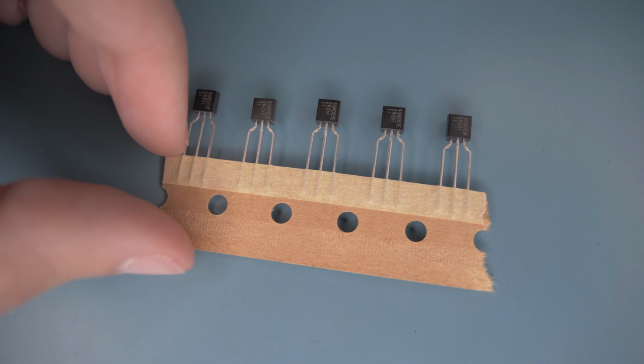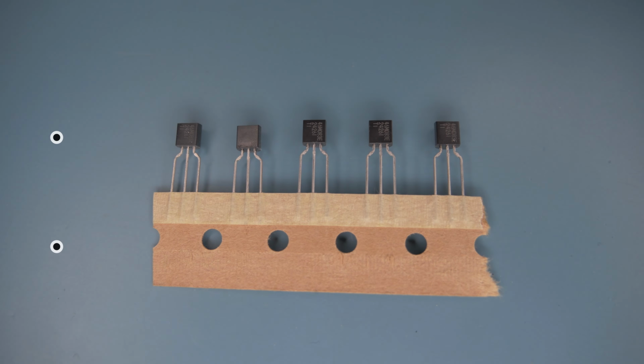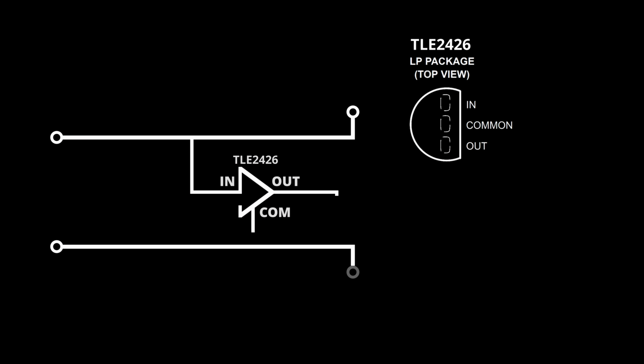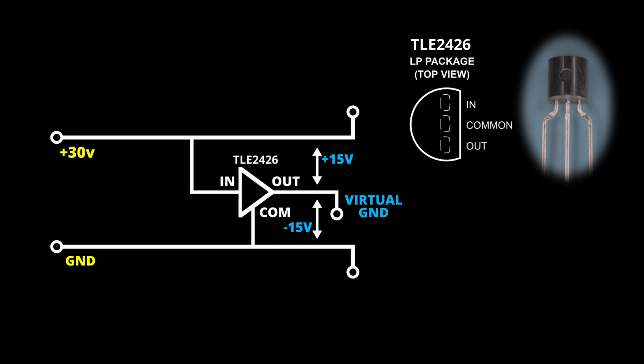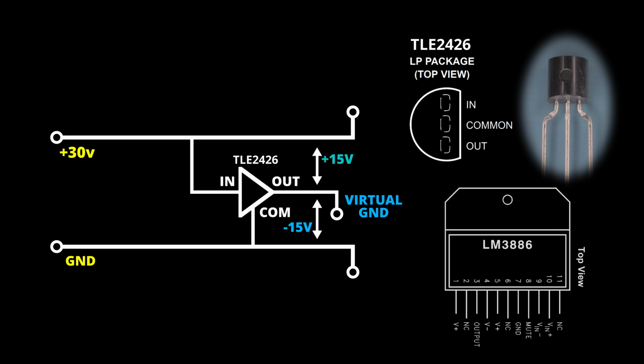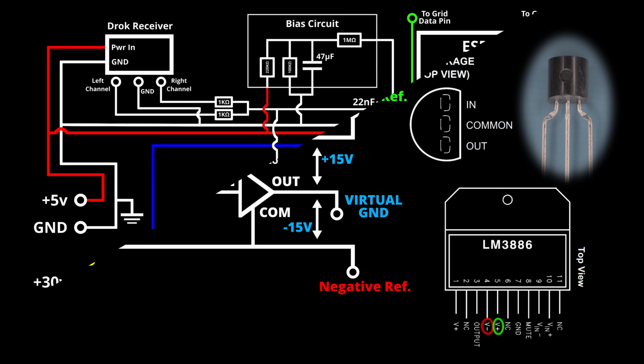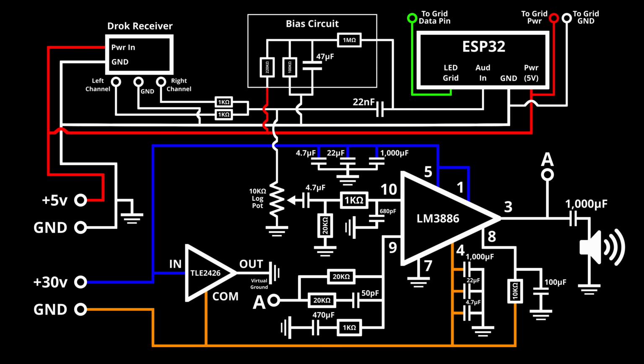TLE2426 rail splitter ICs. Using these, I can take the 30-volt DC output of my variable power supply and divide it into a negative 15-volt and positive 15-volt reference voltage for the amplifier. Op-amps need positive and negative voltage references in order to work right. Trying to get decent results when you have no negative voltage is possible, but annoying. These small ICs will allow me to do this. This will be the final circuit that I'm building, putting everything that I've talked about together.